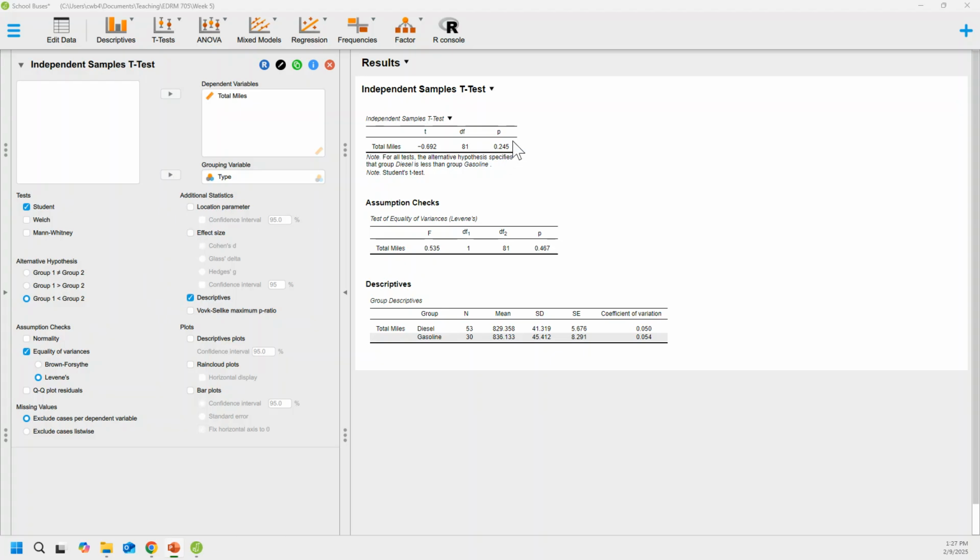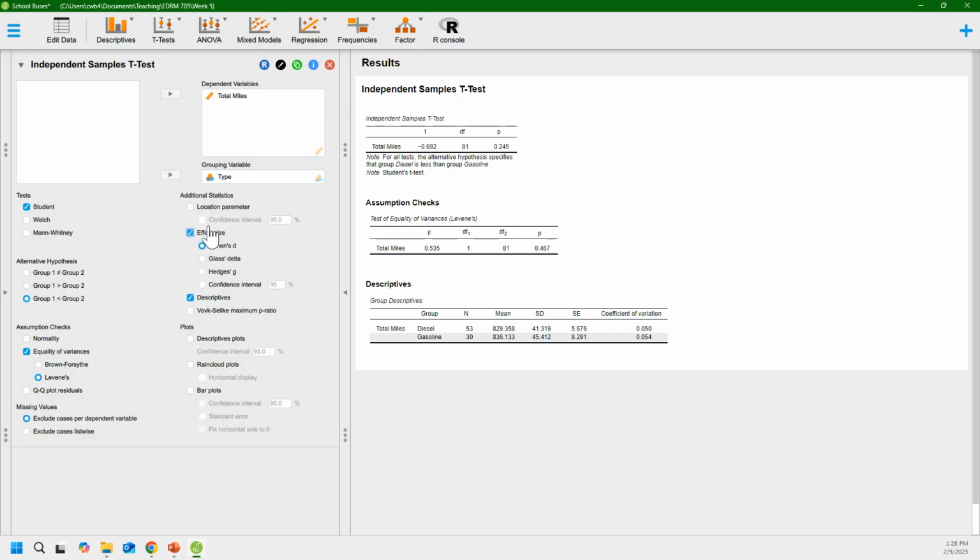Even in this example, I don't have a significant difference here, and so I shouldn't see a big effect. But especially if I had a significant p-value, one that's less than 0.05 or whatever alpha I'm using, I definitely am going to want to report the effect size. There are multiple effect sizes, but Cohen's d is good enough for us. Once I do that, I see that my independent samples t-test results have expanded to include information about Cohen's d.